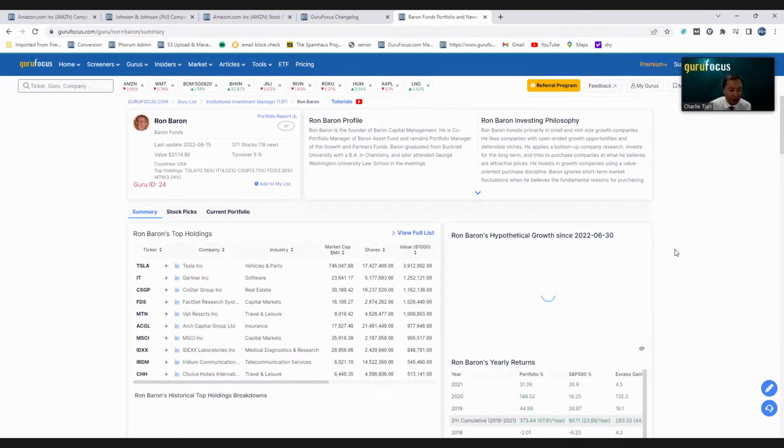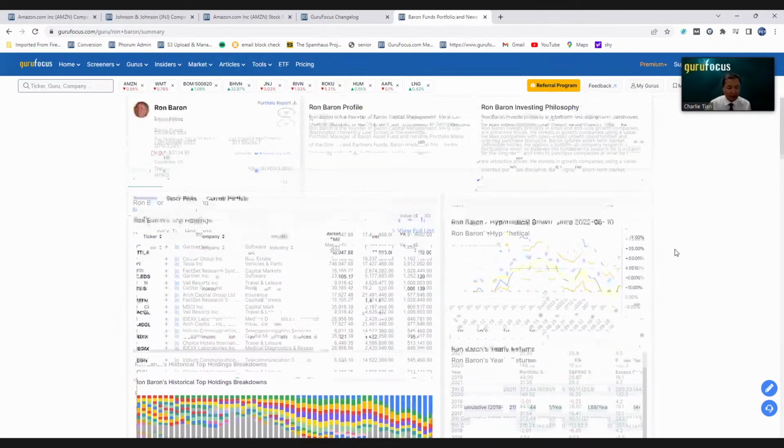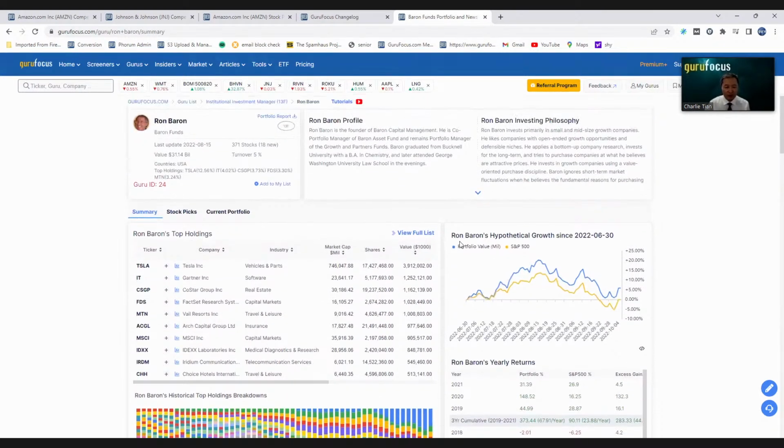Okay, we come to Ron Baron's page. This page shows an overview. His firm actually owns 300... This is actually the fund he manages, the Baron Funds. He owns 371 stocks and 18 are new for the last quarter. That's a $31 billion fund.